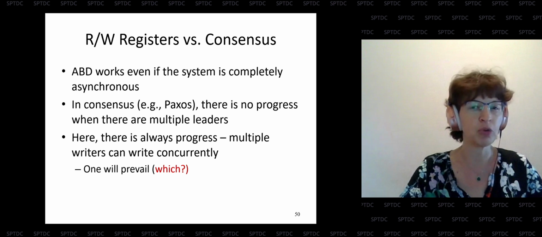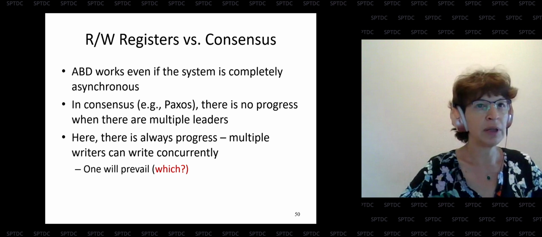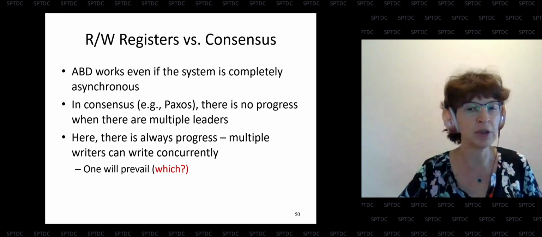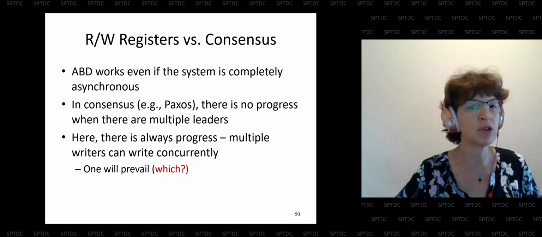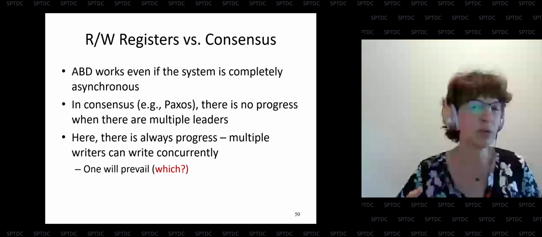Even if multiple writers try to write concurrently, they don't have to wait until one of them is the only leader. But if we have two writes that happen concurrently, then in some sense they both succeed. But because this is a read-write register, one write overwrites the other, so one of the writers would prevail and will overwrite the writes of the other one.